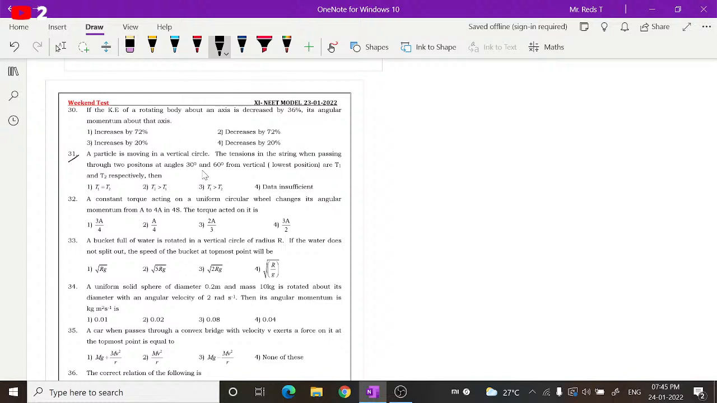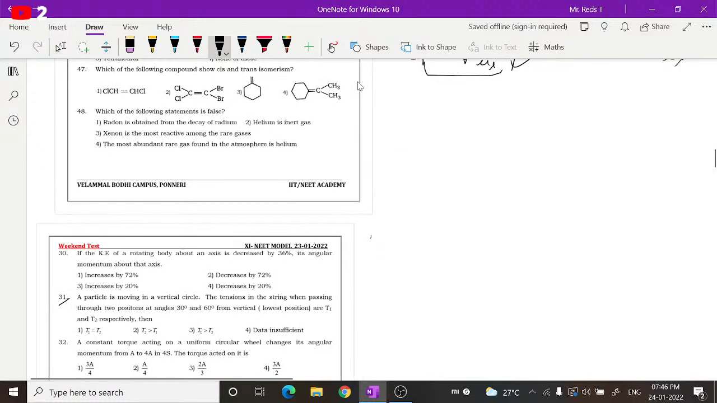This we have already discussed. Again, I hope we have gone through this and revised. If not, listen carefully and follow it. So what is given here? A particle is moving in a vertical circle.